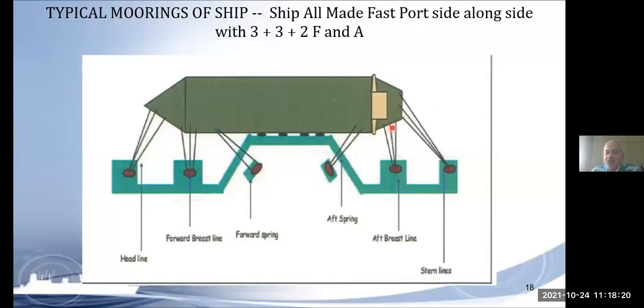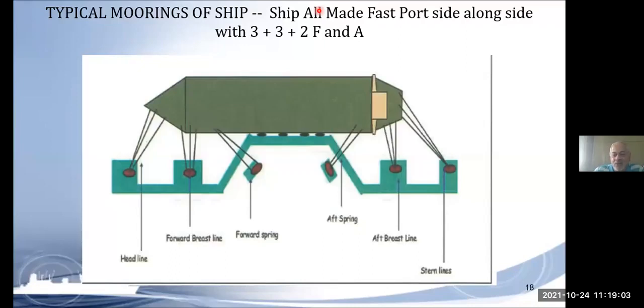Port side alongside: the port side is kept alongside on the jetty. And what is the mooring pattern? We say 3 plus 3 plus 2 forward and aft. This is the standard language used by mariners for how the ship was made fast. So we say, suppose at 11:15, ship is made fast, port side alongside, 3 plus 3 plus 2, at Jawahar Deep, Mumbai port. So this tanker is made fast.